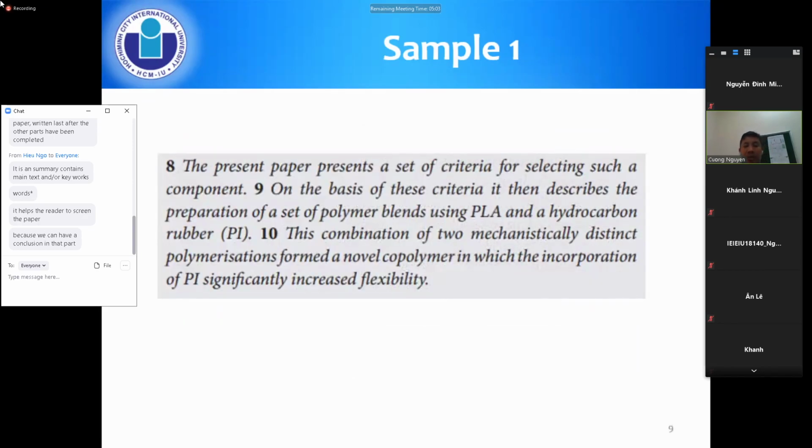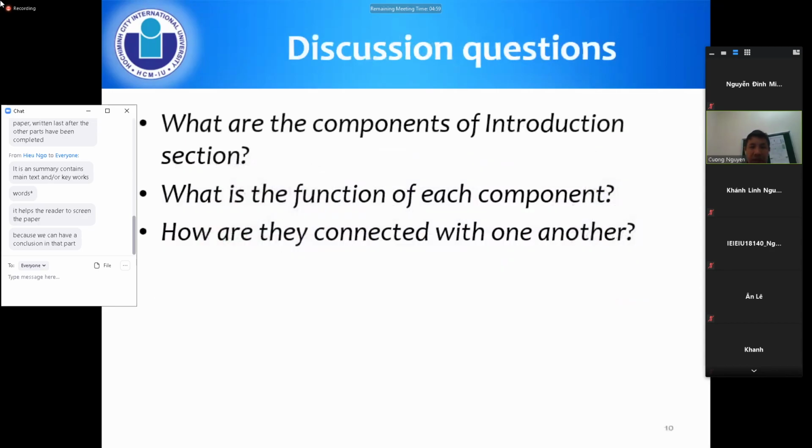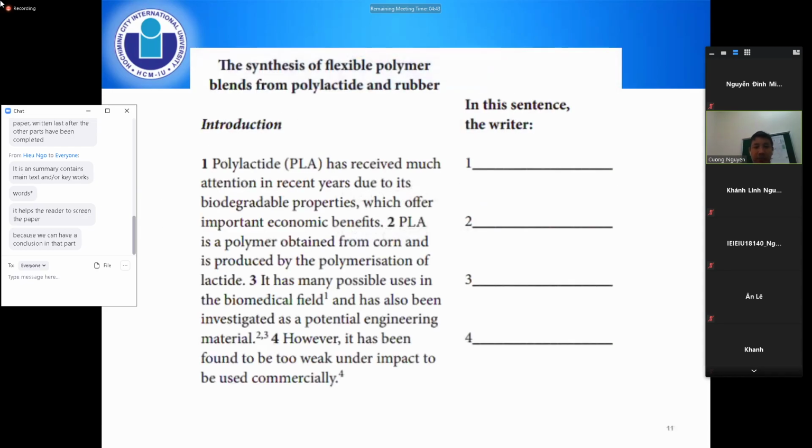So how many sentences are there in this sample? Ten for sure. Ten sentences. And each of the sentences has its own function, or sometimes two sentences fulfill one function. Now let's look again. So we've got 10 sentences in total, right?